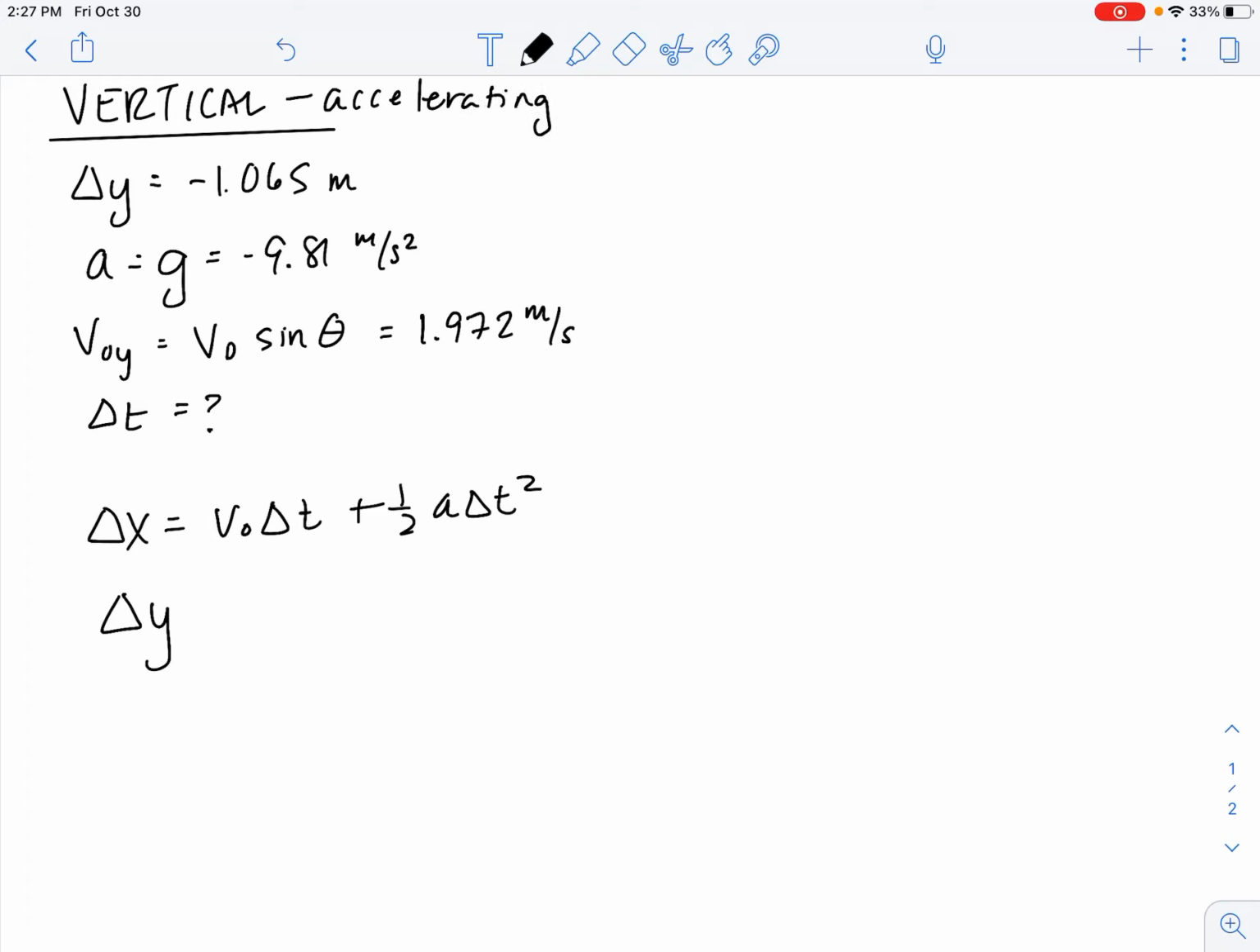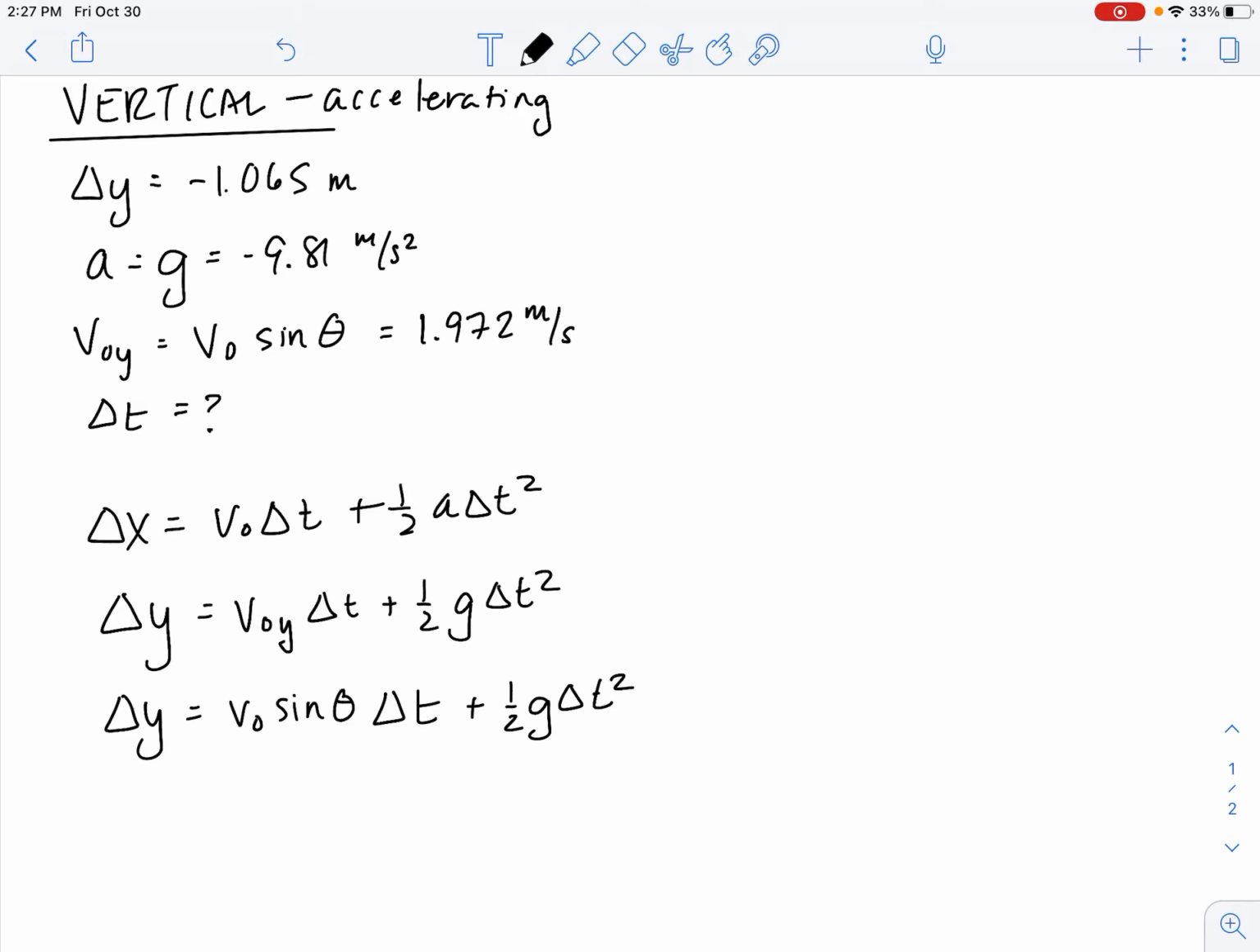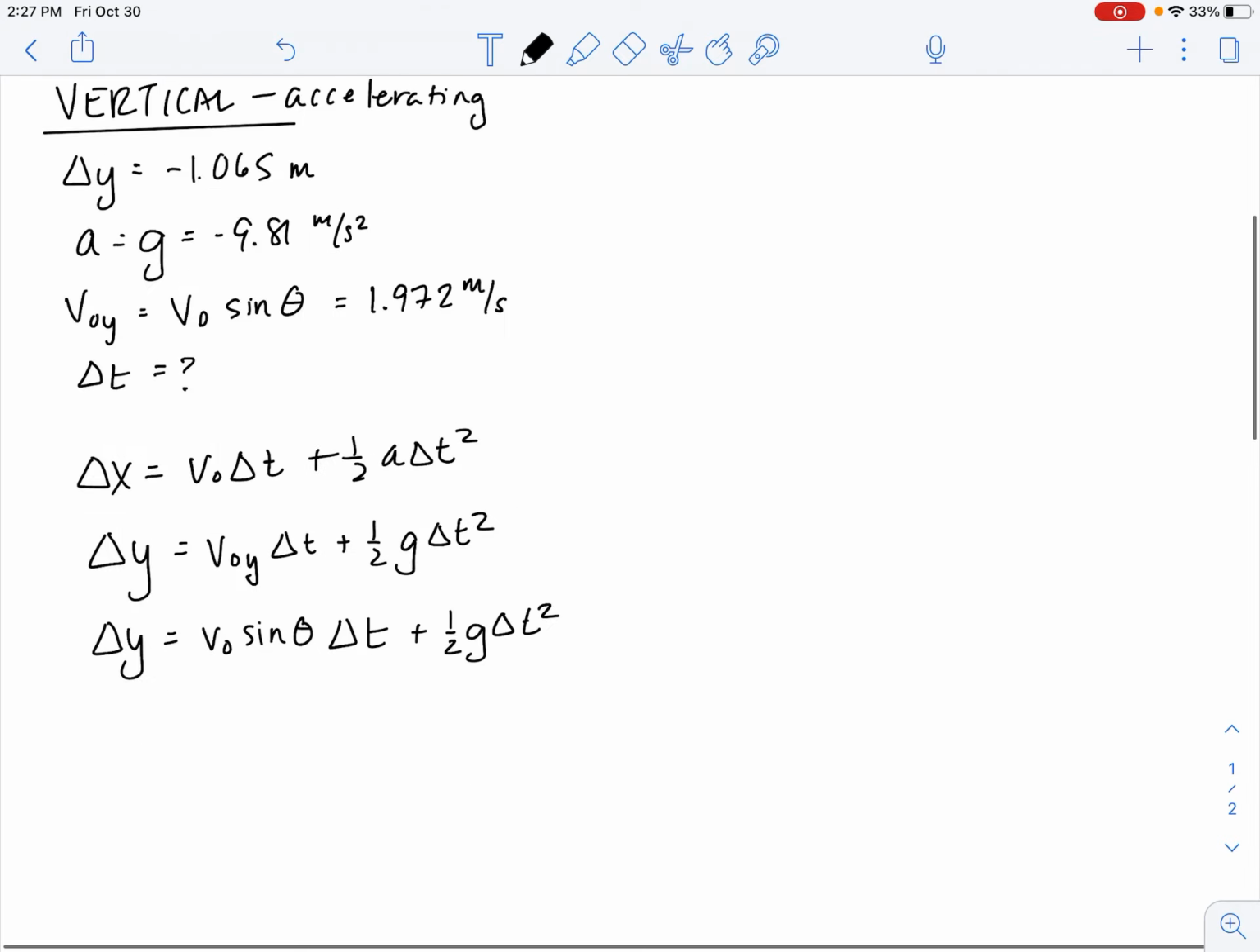When we move on to the horizontal direction, we'll see that that direction is not accelerating. So I'm going to modify this equation just a little bit. I'm going to say that delta y equals v naught y, only the vertical component, delta t, plus 1/2 g delta t squared. Sometimes you'll also see it written like this: delta y equals v naught sine theta, again, that's the vertical component of the initial velocity, times delta t plus 1/2 g delta t squared.